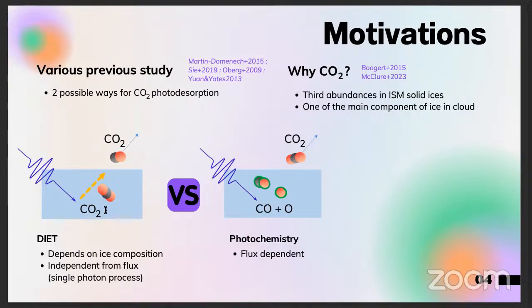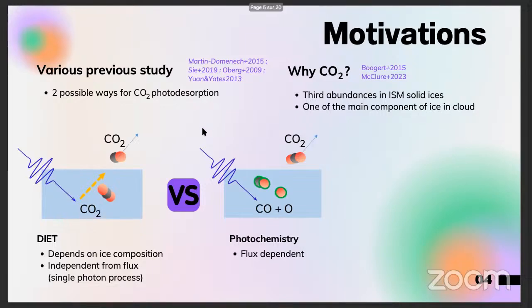And it's a mechanism which depends on ice composition and which is independent from the photon flux, as it's a single photon process. The other process evoked is a photochemistry process, which is flux dependent, as you create more radicals in the ice, and which leads to the desorption of CO2. So here the question is to investigate the flux, as it allows us to distinguish between those different mechanisms.